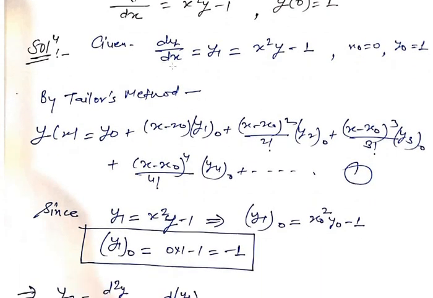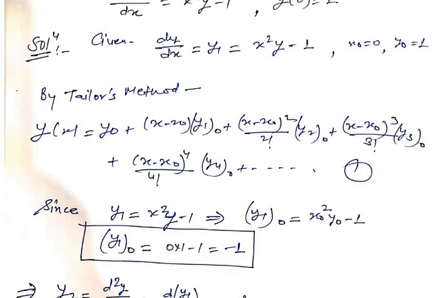First we will note down what is given to us. We are given dy by dx, meaning y1, as x square y minus 1. x0 is given as 0 and y0 is given as 1. We know that the Taylor series method is: y at x is equal to y0 plus (x minus x0) y1 at 0, plus (x minus x0) whole square upon factorial 2, y2 at 0, plus (x minus x0) whole cube upon factorial 3, y3 at 0, plus (x minus x0) to the power 4 upon factorial 4, y4 at 0, and so on.